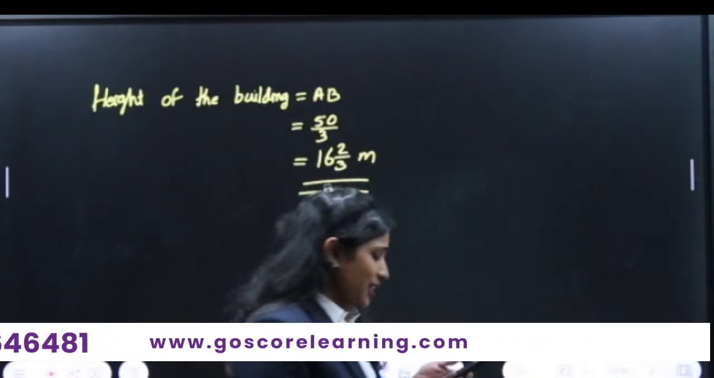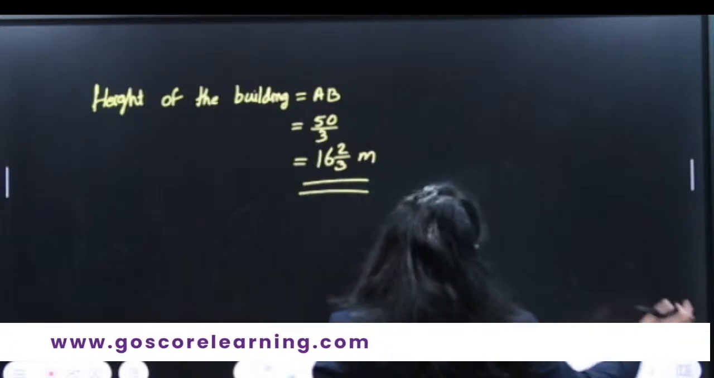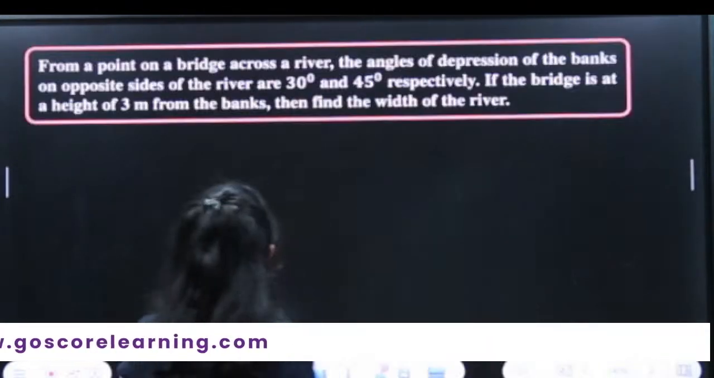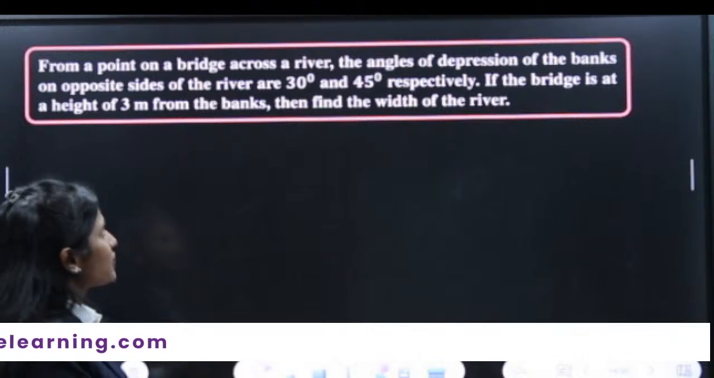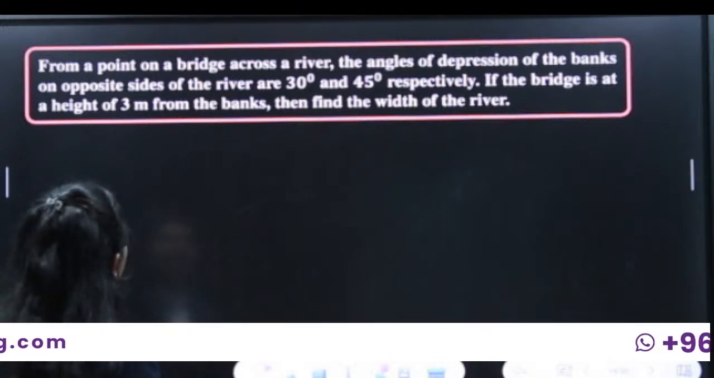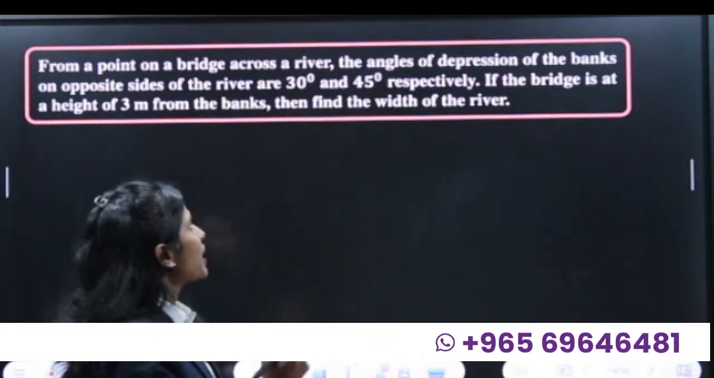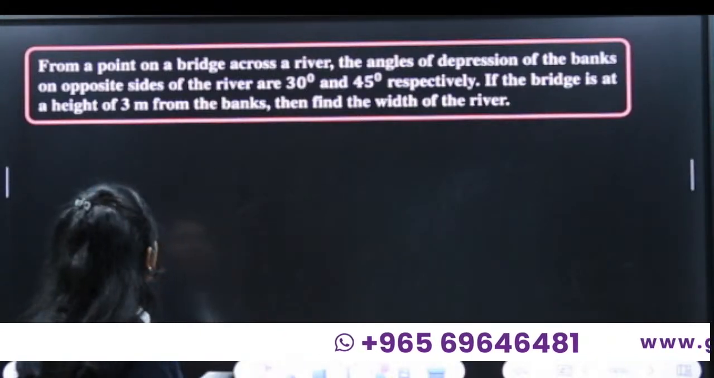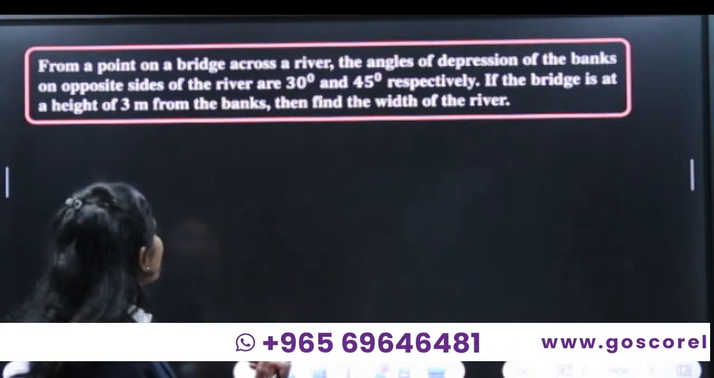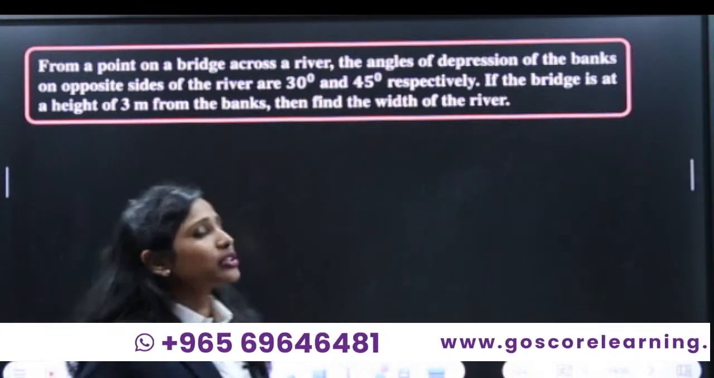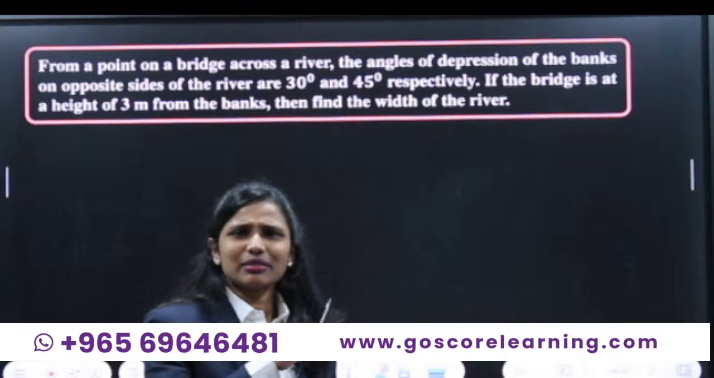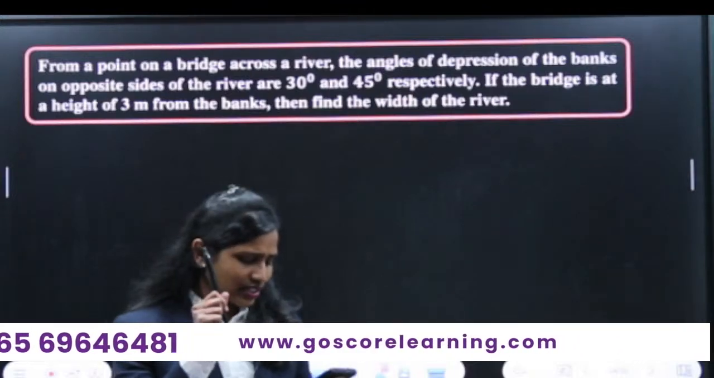Okay. So next question. From a point on a bridge across a river, the angles of depression of the banks on opposite sides of the river are 30 degree and 45 degree. If the bridge is at a height of 3 meter from the banks, then find the width of the river. It's a simple question. We know this one.